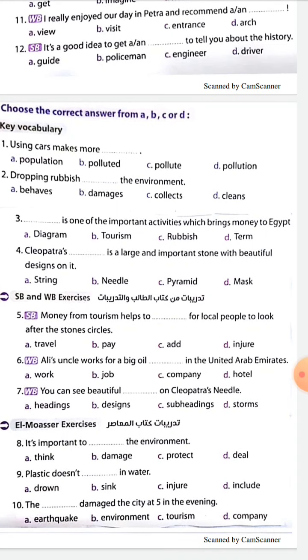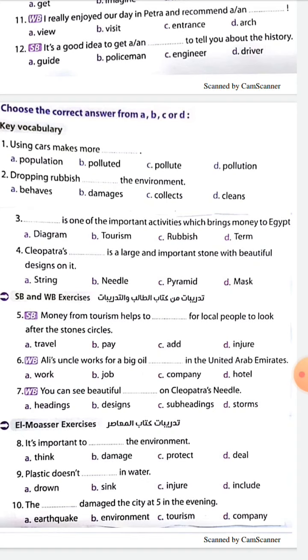Okay. Number 5. Money from tourism helps to ... for local people to look after the stone circles. طبعا الفلوس بتاعة السياحة بتساعد الأهل البلد إن هم يحتفظوا أو يحافظوا على الأماكن الأثرية. يبقى يدفع ثمن أو يعني يساعد بالمال. Pay for. Money from tourism helps to pay for local people to look after the stone circles. وقلنا stone circles are found in two countries, Senegal and Gambia. عشان كده قالوا in Senegambia. دي أماكن أثرية في البلدين دول.